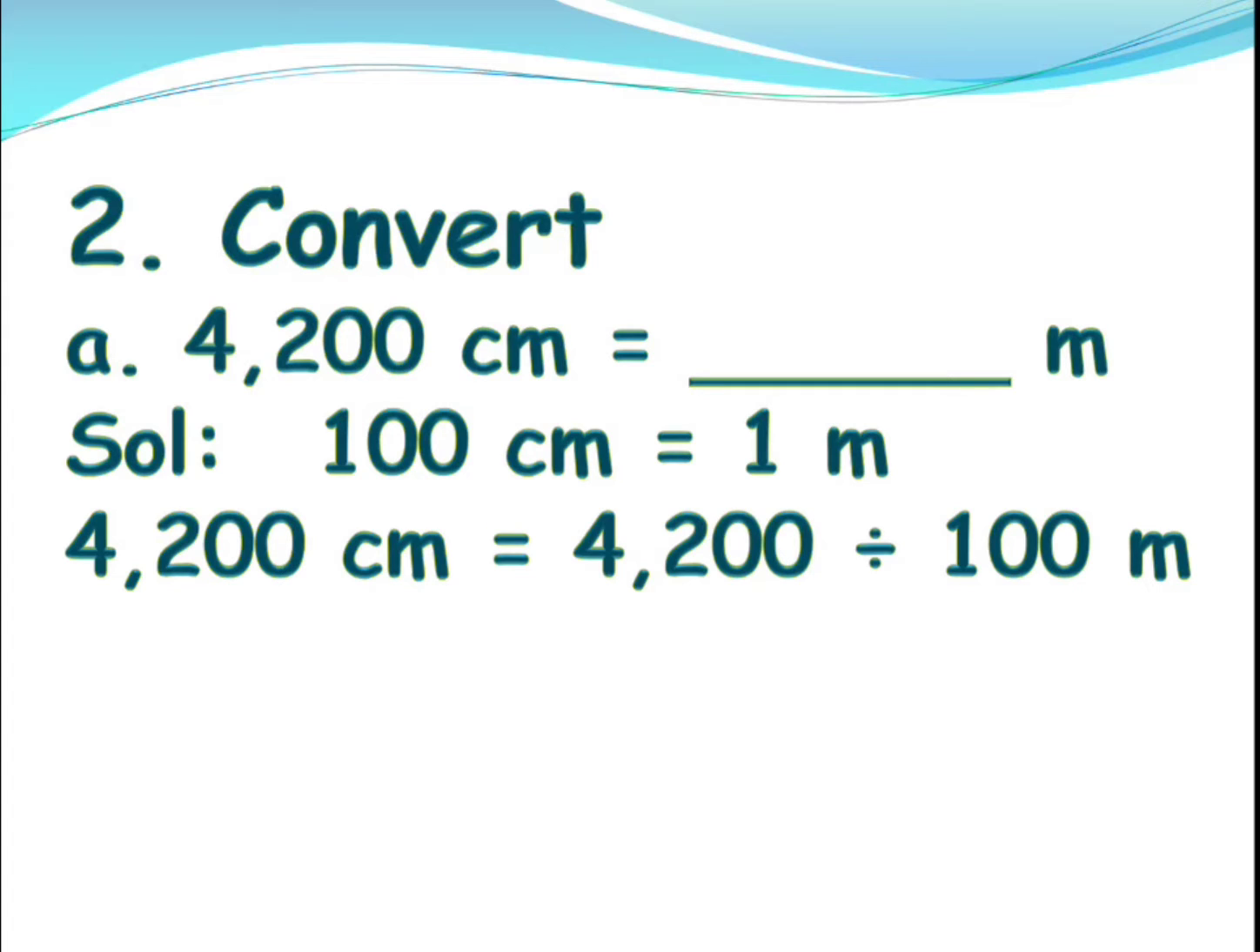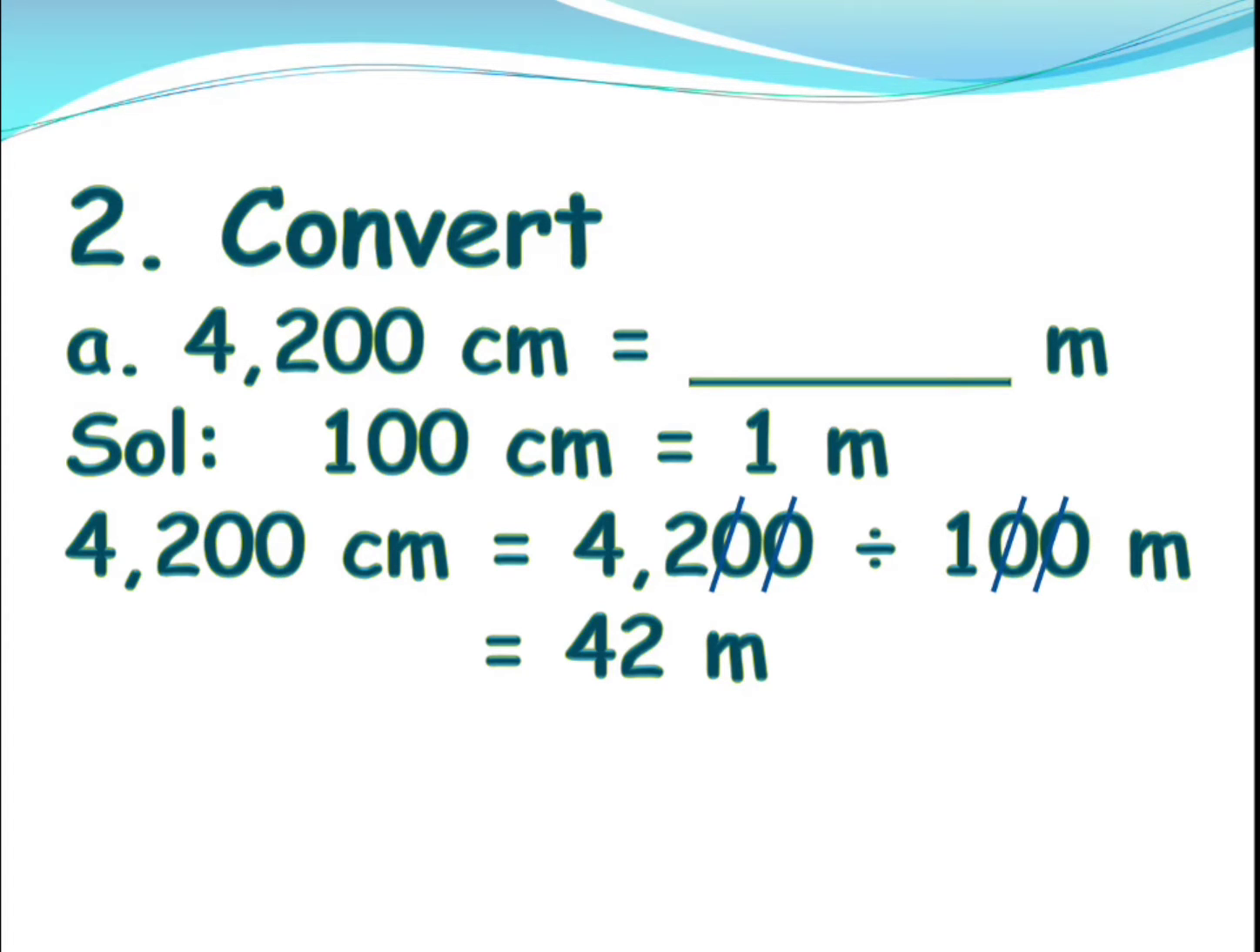If there are zeros in the dividend and divisor, then you can directly cancel the zeros, isn't it, children? So in ones place I have cancelled, in tens place also, in both the numbers you have zeros, so you can directly cancel like this. Now what is left out? 42 divided by 1, then the answer would be 42 only, isn't it, children? So you will write 42 meters. Okay, that means 4,200 centimeters is equal to 42 meters.